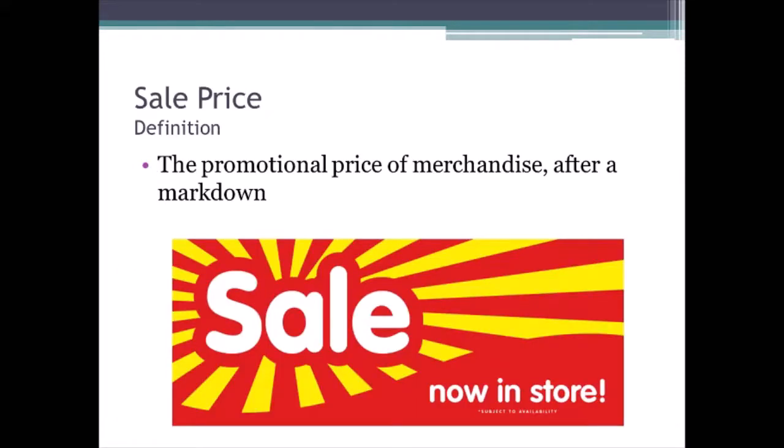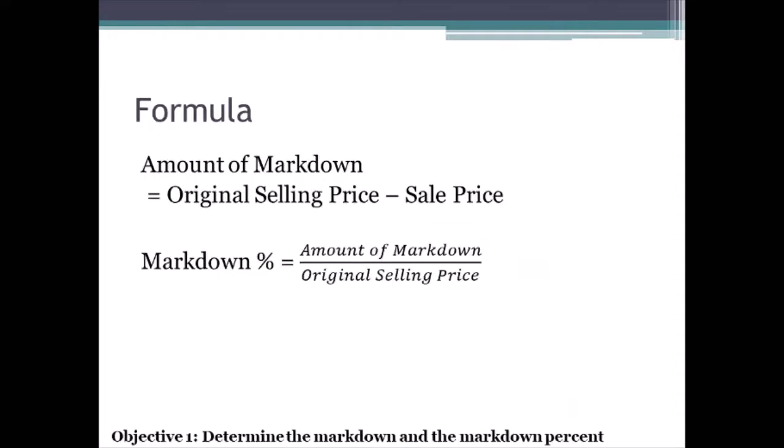We will use the term sale price for the promotional price of merchandise after a markdown. And we have the formula. Amount of markdown is the original selling price minus the sale price. And the markdown rate is the ratio of the amount of markdown and the original selling price. So we will do objective number 1 on the next slide, which is to determine the markdown and the markdown percent.